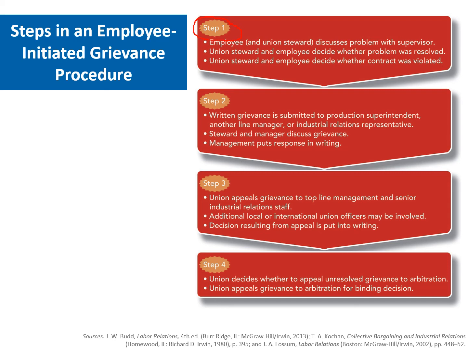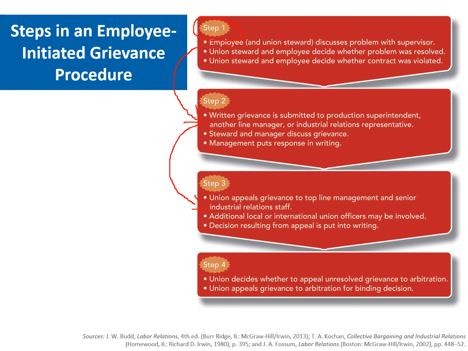But if we're unable to satisfy the concerns of the employee, the union may decide to file a formal grievance, where they'll submit the grievance in writing to a lower level manager. Management will then respond in writing. If that meets the needs of the employee or if the union is satisfied with the response, then the grievance procedure will be done at this point. If the union is not satisfied, however, they can escalate this by appealing to a top level manager.